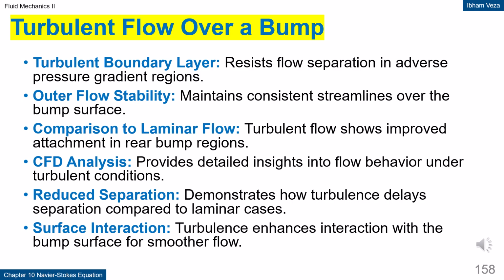Turbulent flow over a bump. A turbulent boundary layer has a better ability to resist adverse pressure gradients. The outer flow remains relatively stable and follows the surface contour. Compared to laminar flow, the attachment in the rear region of the bump is much better. CFD simulations provide detailed insight into this flow structure. In practice, turbulence is often used deliberately to delay separation.